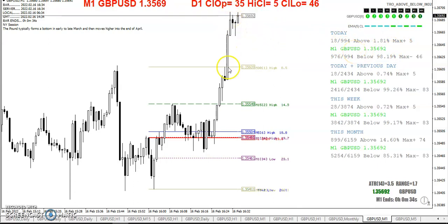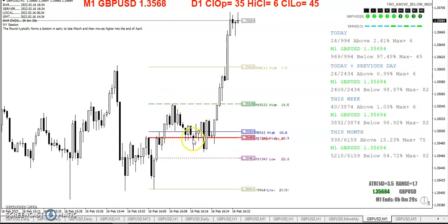Now, look at what price did. You see here, it put in a little range, then it broke that range. Now it's putting in another range right here.